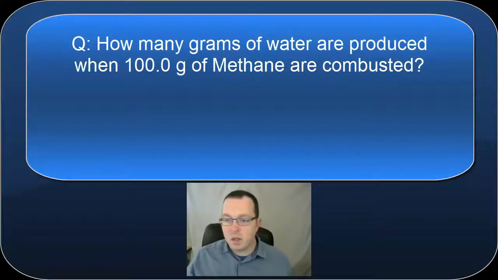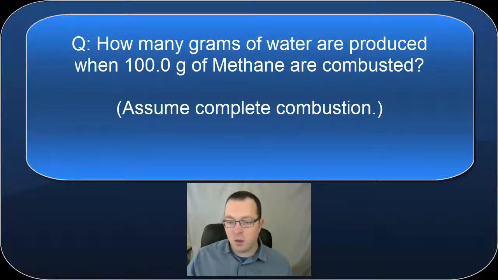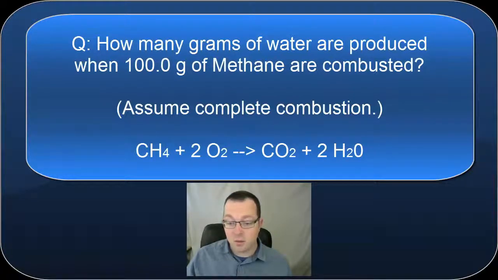Okay, so let's say you're given this question: How many grams of water are produced when 100 grams of methane are combusted? You also need to assume that this is a complete combustion, otherwise it's a slightly different chemical reaction. And let's further assume that you've been given the chemical equation and it's already properly balanced.